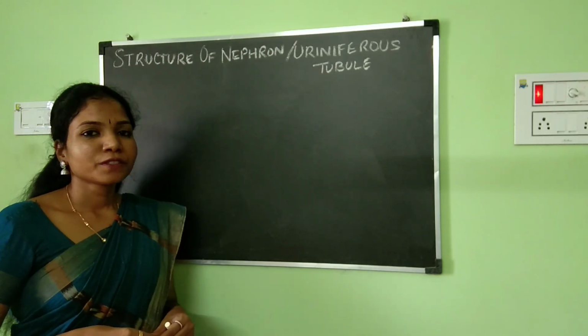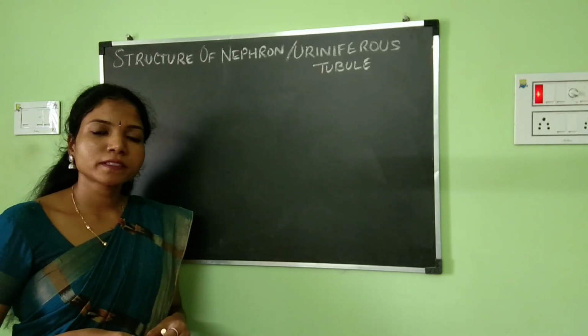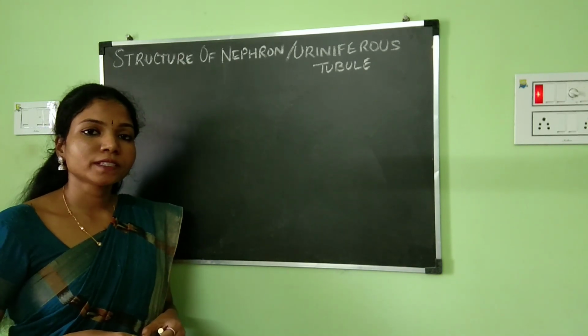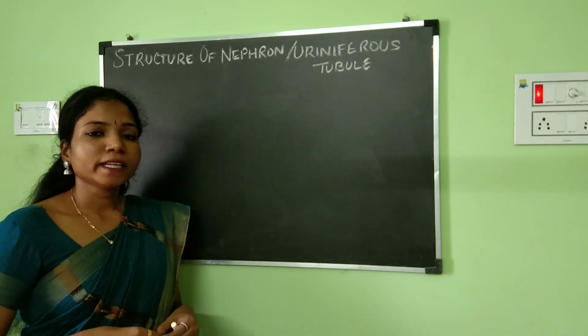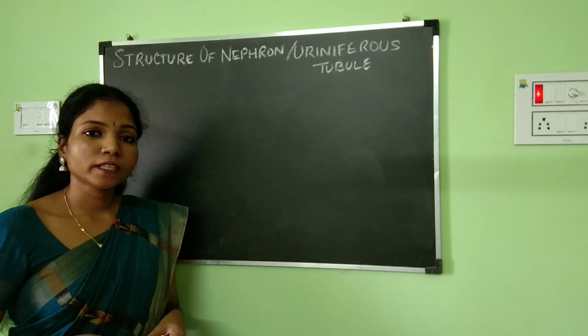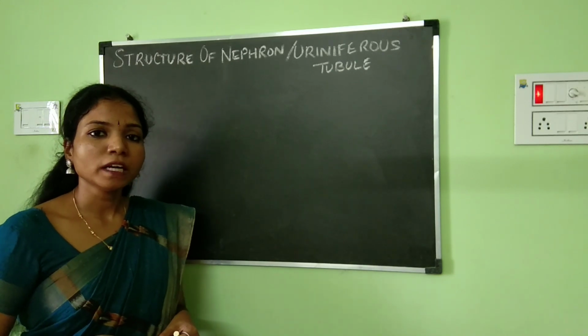Hello everyone. So in today's video, we are going to be discussing the structure of the nephron. Nephrons are also called the uriniferous tubule, and each kidney consists of millions of nephrons. Nephrons are actually the structural and the functional units of the kidney.